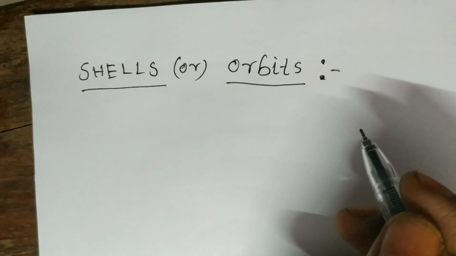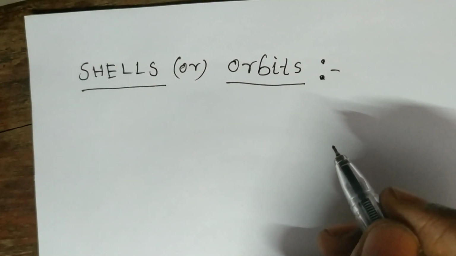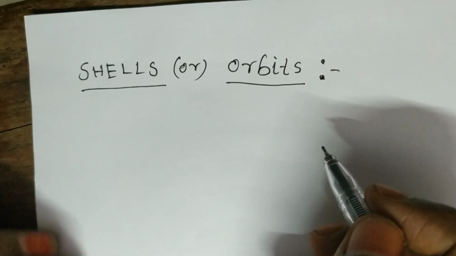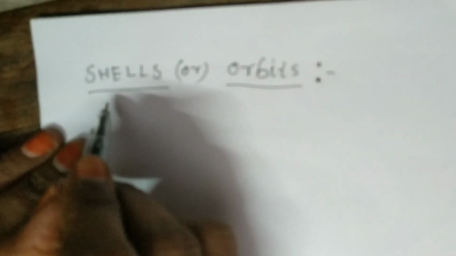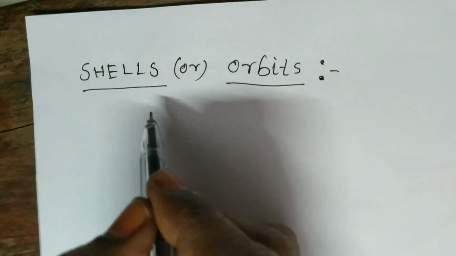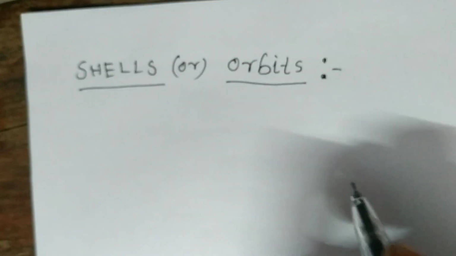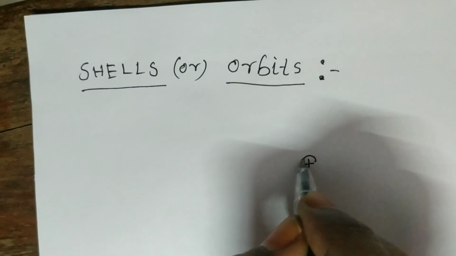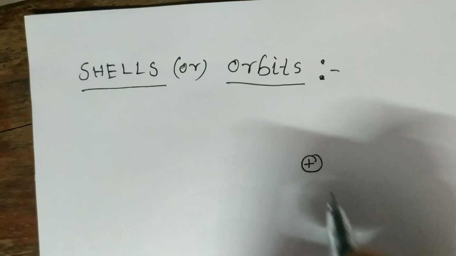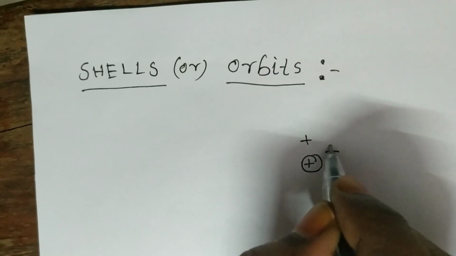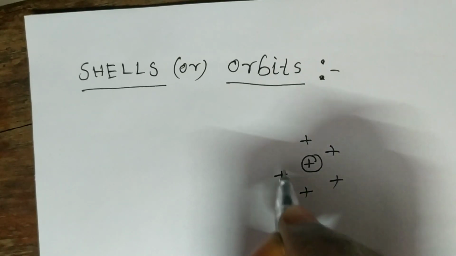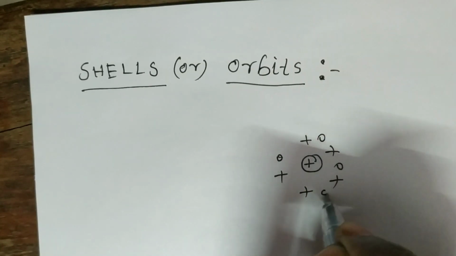Hi friends, now we are going to discuss shells and subshells. Now, shells. What is meant by shells? Electrons evolve around the nucleus. For example, this is a diagram of an electron. Nucleus, you imagine. Protons and neutrons are present inside the nucleus. You can imagine like this.